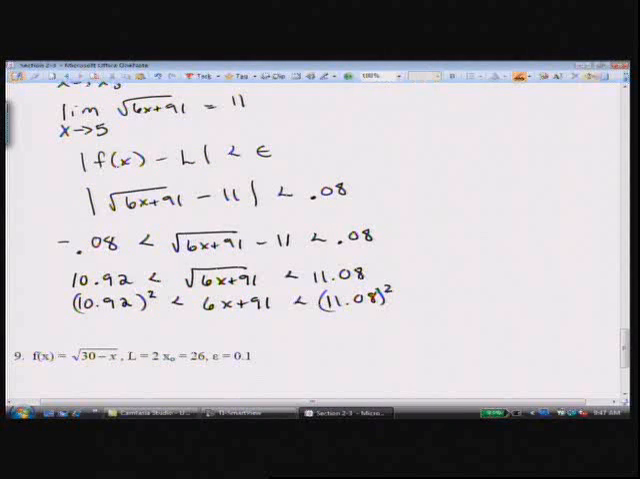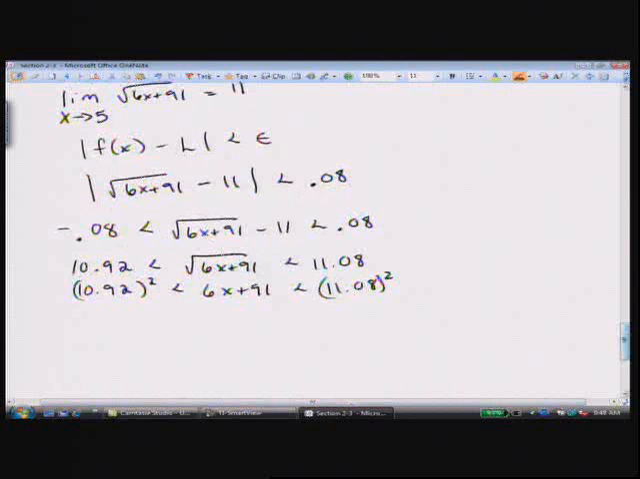Are you okay? I'm trying to just get you. I'm speedy. Okay. Now, in the interest of precision, I am not going to figure out what 10.92 squared is because then I would have to round it. Since I have my calculator, I'm going to type it all in one line so I don't have any rounding error. So I will just subtract the 91 and divide by 6.